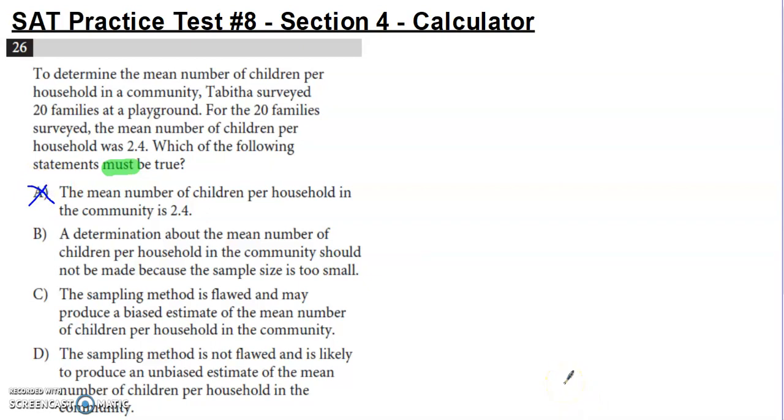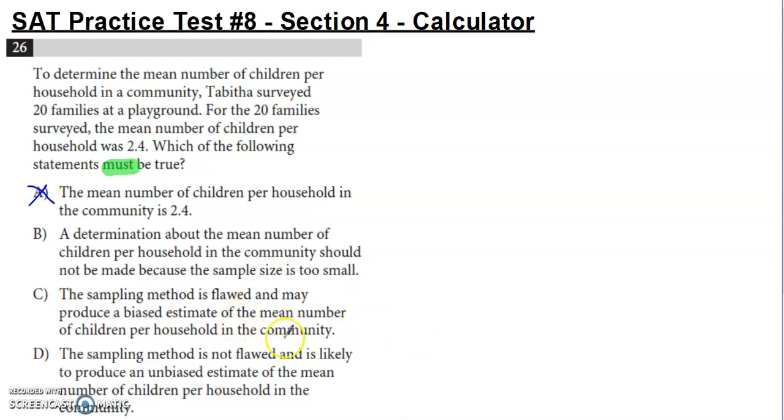A determination about the mean number of children per household in the community should not be made because the sample size is too small. I mean, it depends on the number of families in the community. If there's only 25 families in the community, 20 families is a pretty good representation of the whole entire community. So we don't know how many families are actually in the community, so I don't know that we can necessarily make any judgment about B just yet. We won't rule it out, but let's go ahead and read these other options.